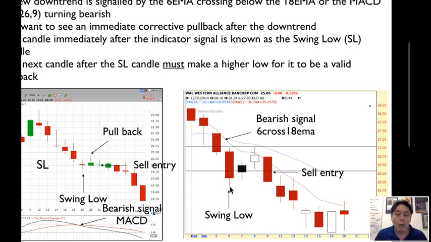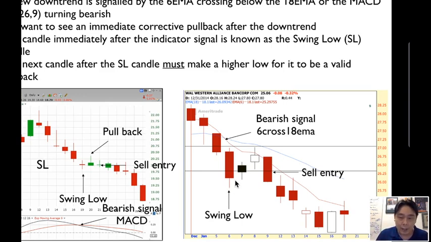Again, how do you know it's a swing low? Because it makes the lowest low from all previous candles. Now, what happens right after the swing low? The next candle must make a higher low and higher high to be a pullback.